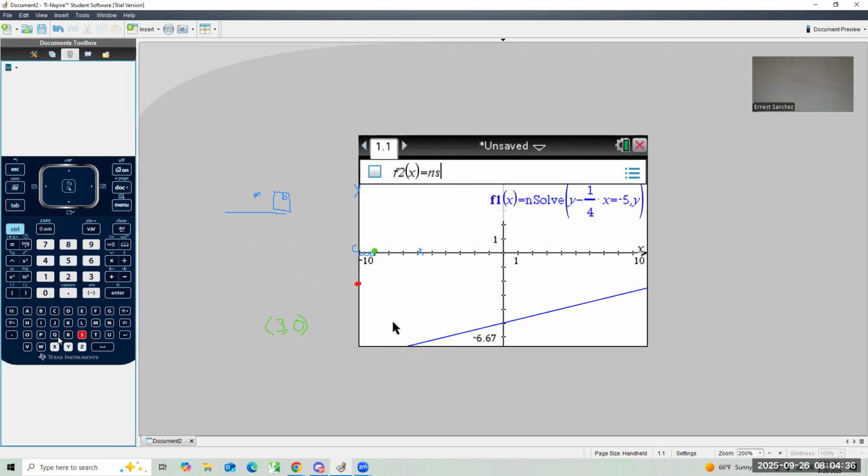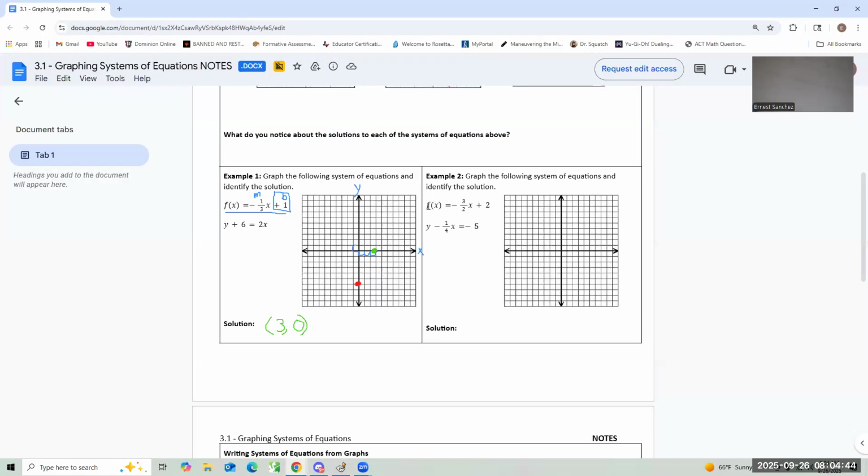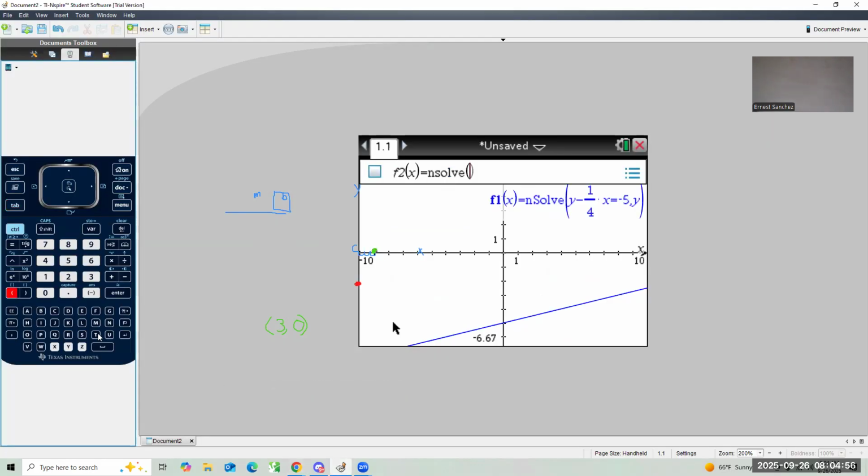So nsolve, open parentheses, and we did the first one by hand, right? So you can't put f of x though. That doesn't work. You have to put y. Okay. So it's y equals. So I'm going to do the top equation to show you if you don't like doing anything by hand. So I'm just still doing example 2, but I'm doing it all calculator real quick.